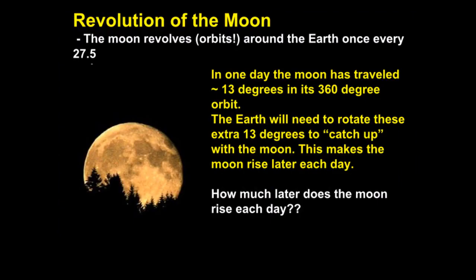The Moon orbits Earth once every 27.5 days. So, in one day, the Moon moves about 13 degrees of its complete 360-degree orbit. The Earth rotates through 15 degrees each hour. 13 degrees is about 50 minutes, so the Moon rises 50 minutes later each night.